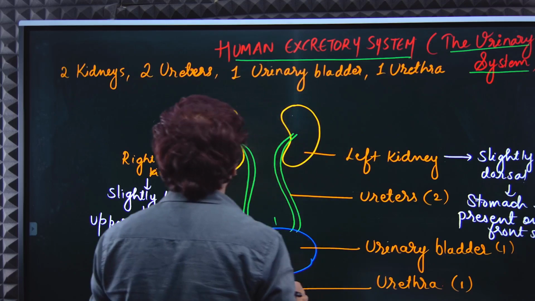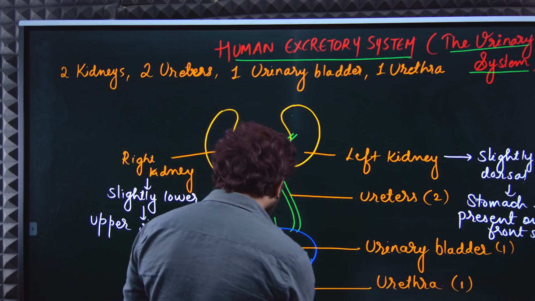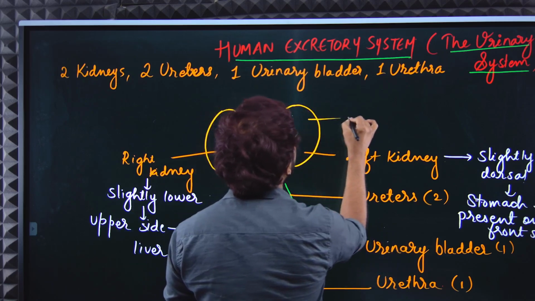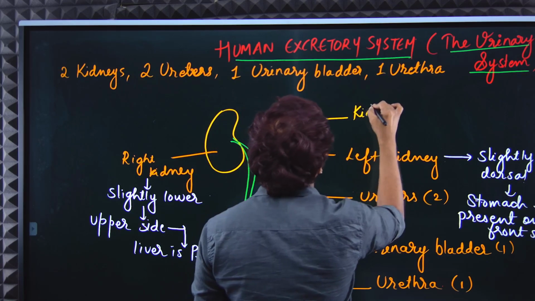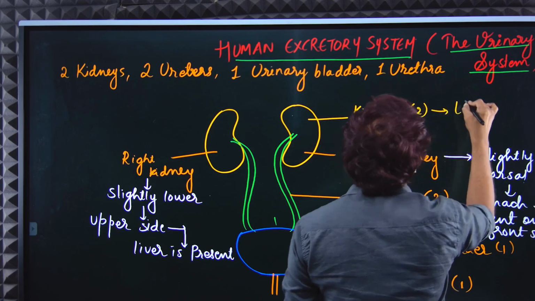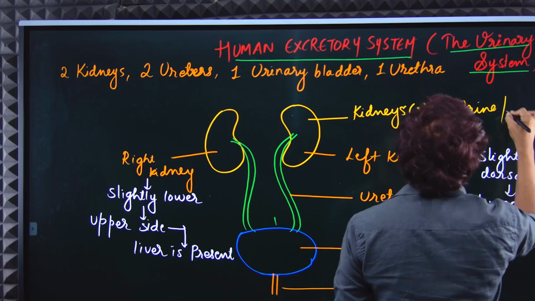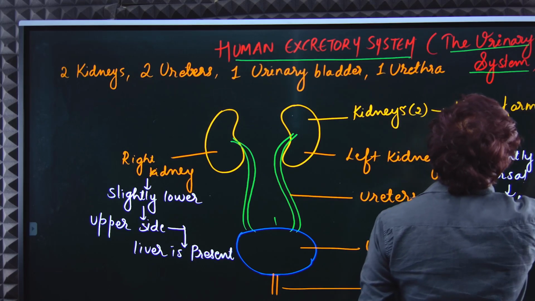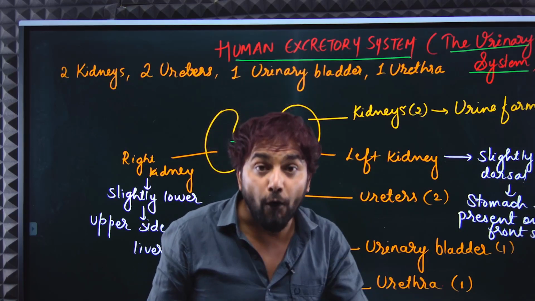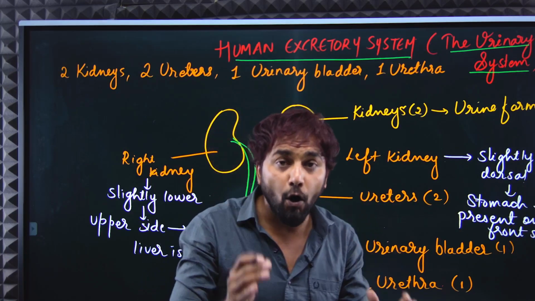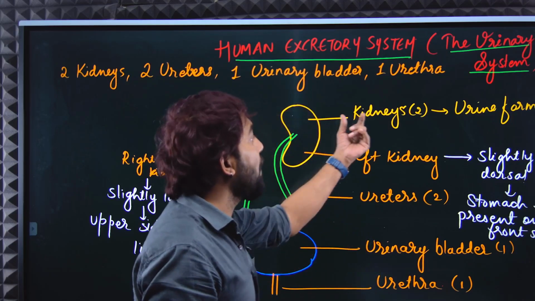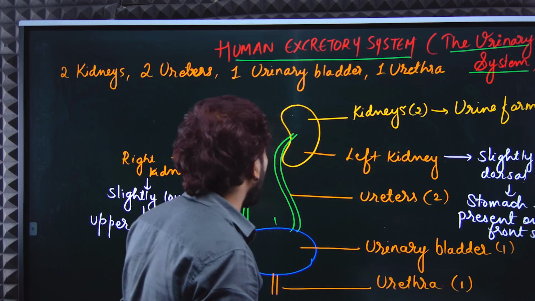Then you have the next one, the function of the kidney. Kidney's function is urine formation. Every single nephron will form the urine, and as a whole, the entire kidney is going to form the urine. So the function of the kidneys is urine formation.